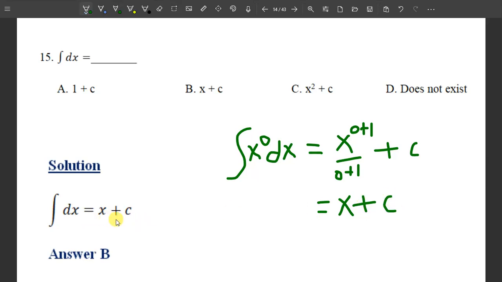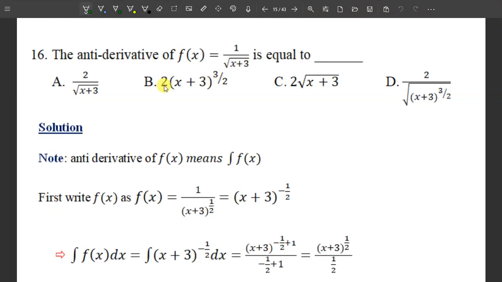Here is the answer, and therefore our answer in this case is B. The next question, question number 16, says the antiderivative of f of x is equal to 1 over the square root of x plus 3. That is what the question says.